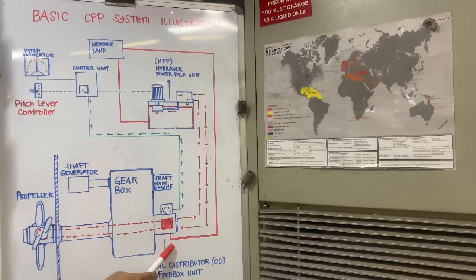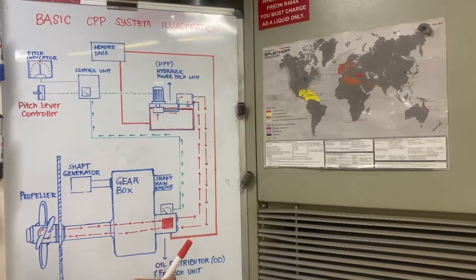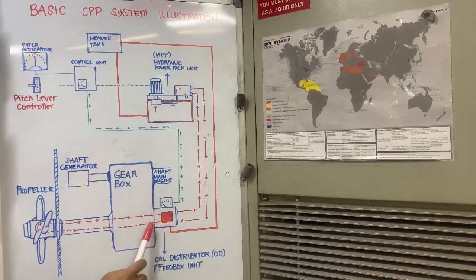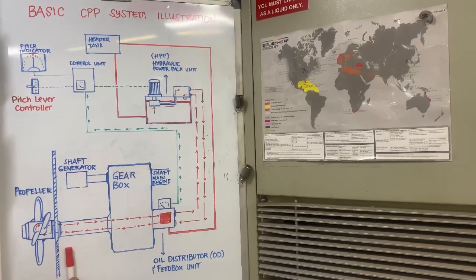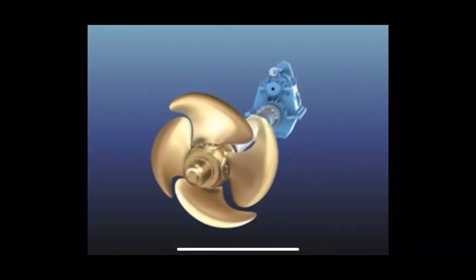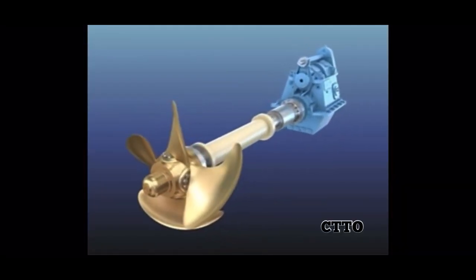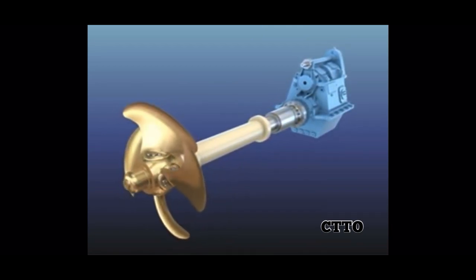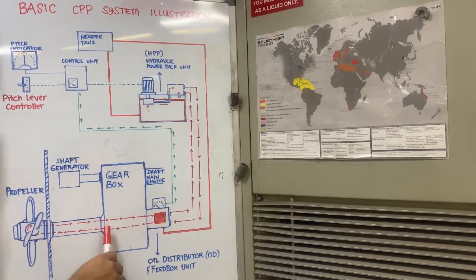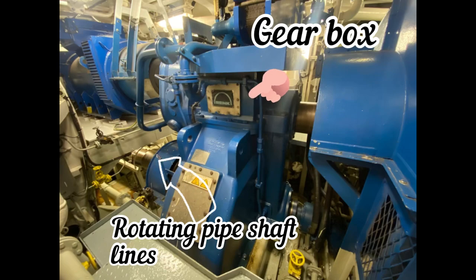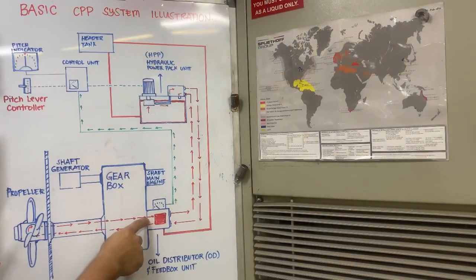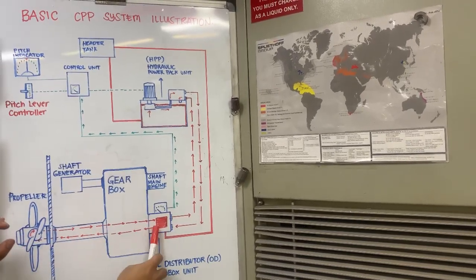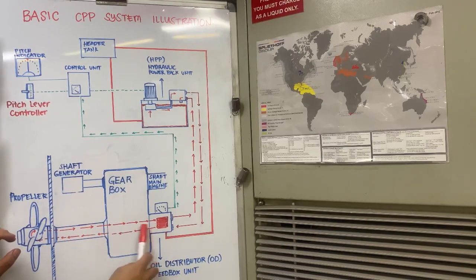Your oil distributor is responsible for the correct amount of hydraulic oil that will be sent through to your propeller, whether to move forward or astern. Here you have the simulation of how the propeller of CPP unit works, via a rotating pipe shaft. This is your gearbox along with your rotating oil pipe shaft line. In between this line, you have a pipe that hydraulic oil can pass through this shaft line.